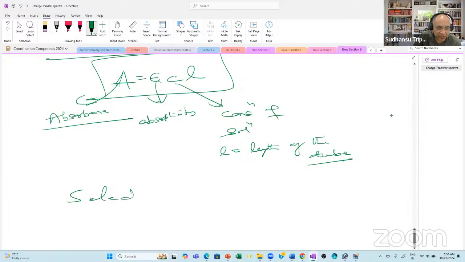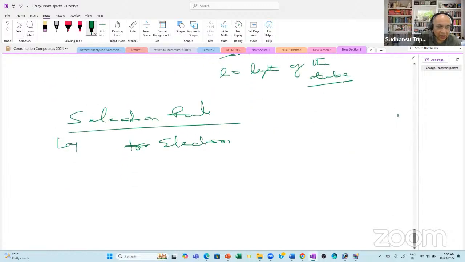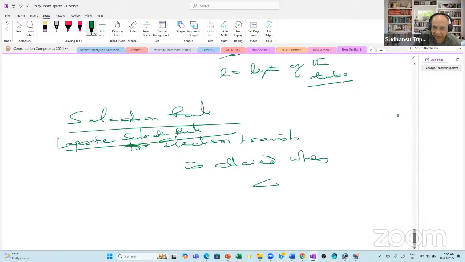So the selection rule says, I'm just telling you what I told last time, that an electronic transition, this is the Laporte selection rule, for electron transition is allowed when delta L is equal to plus minus 1. P to D or D to P is allowed. S to P is allowed.